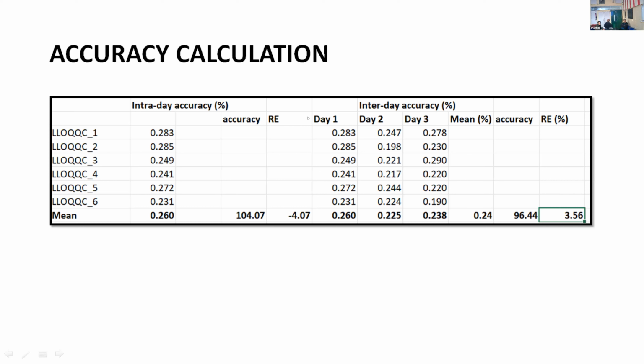This is for intraday and this is for interday. We have calculated the mean, and then we have seen the error. So it is less than 15%, or less than 20%, sorry, for this, because this is an LLOQC.